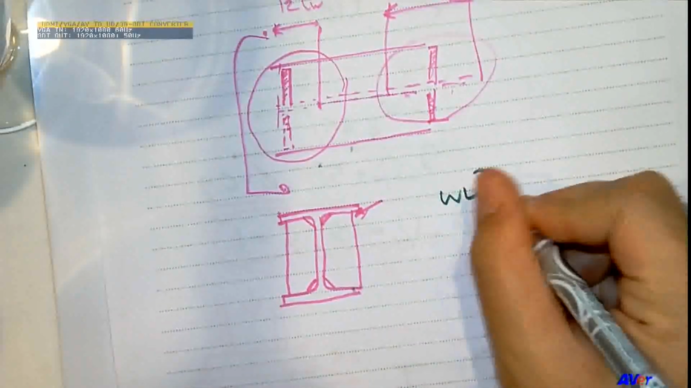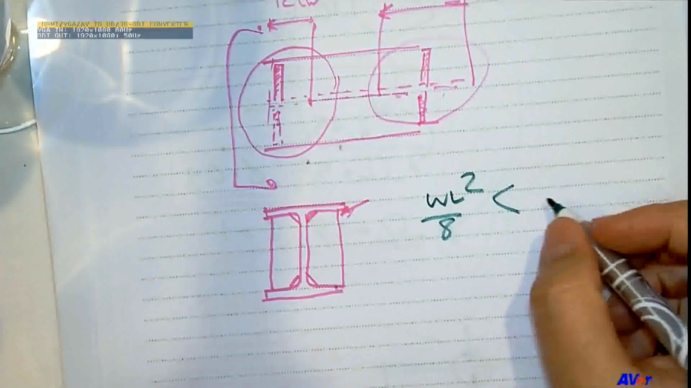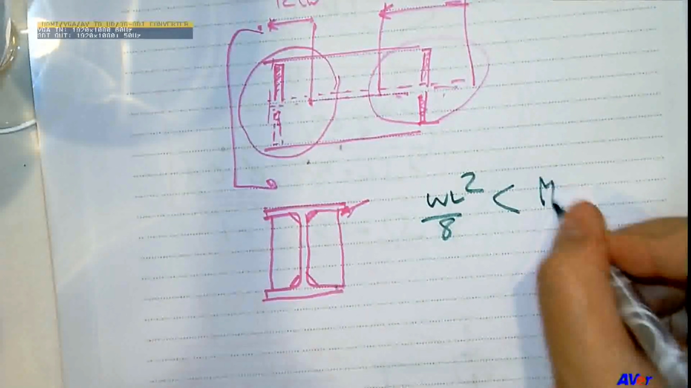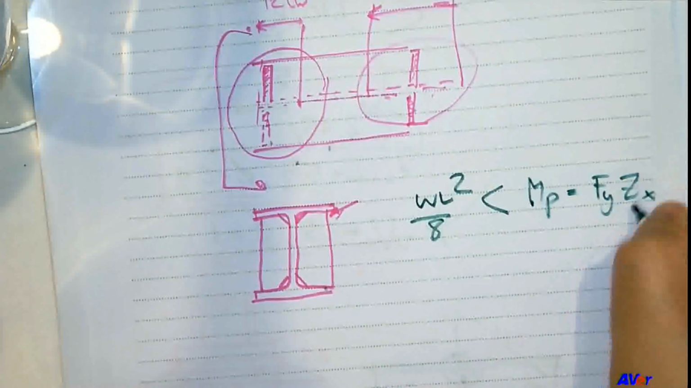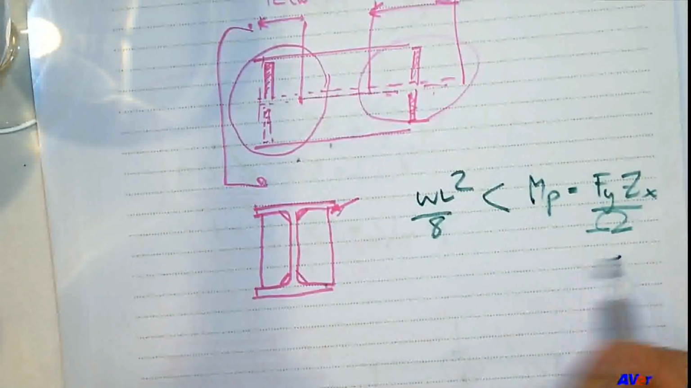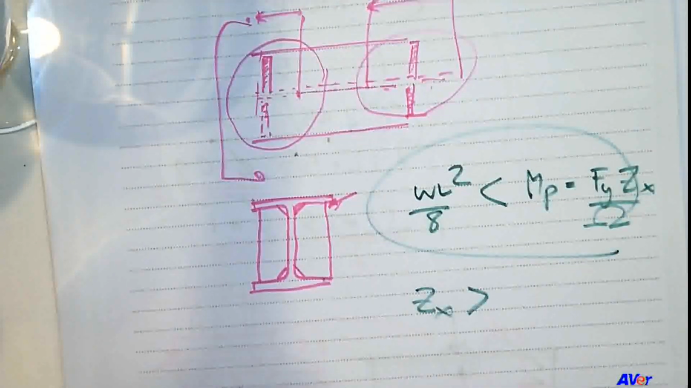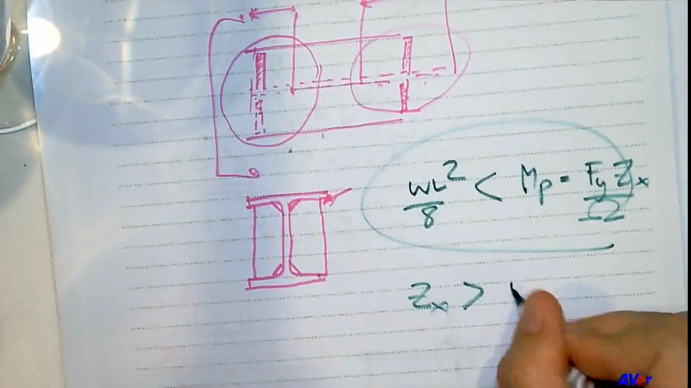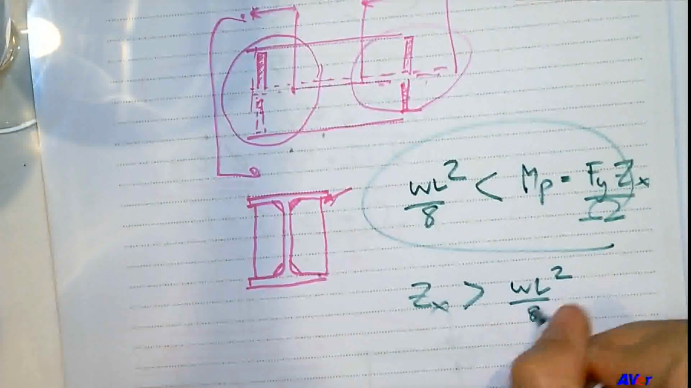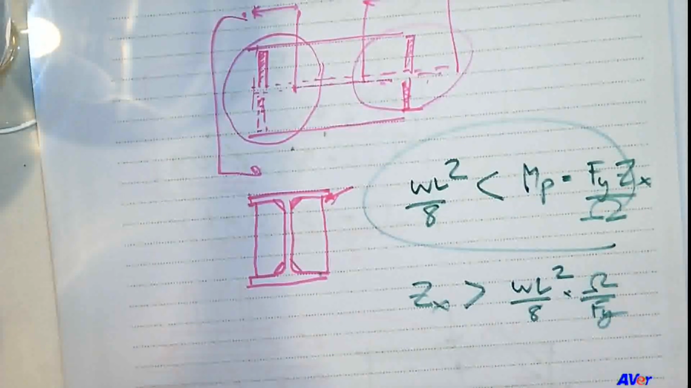It's WL square over 8, right? That's the moment. And it should be less than, if it's ASD, this is Mp. So this is equal to Fy Zx over factor of safety. So I can use this to calculate the Zx that I want, right? So the Zx must be greater than WL square over 8 multiplied by factor of safety over Fy. Okay?